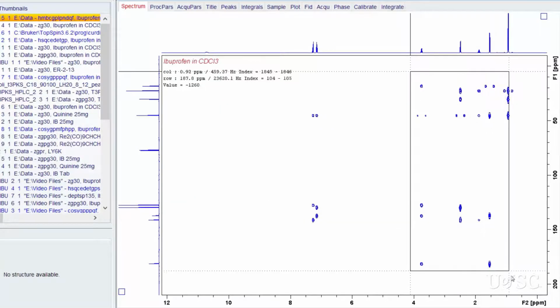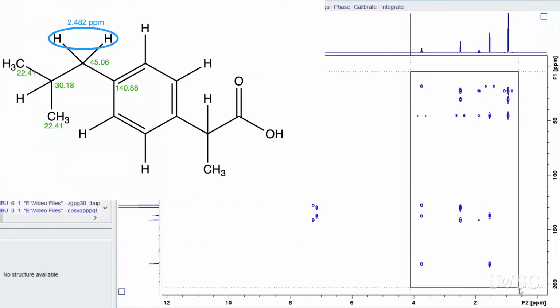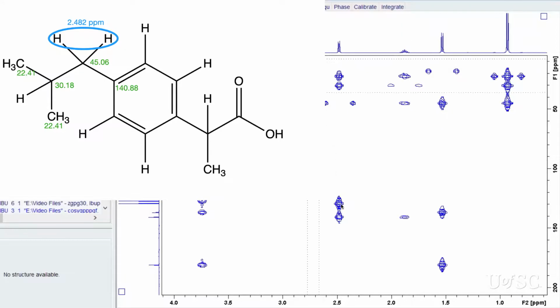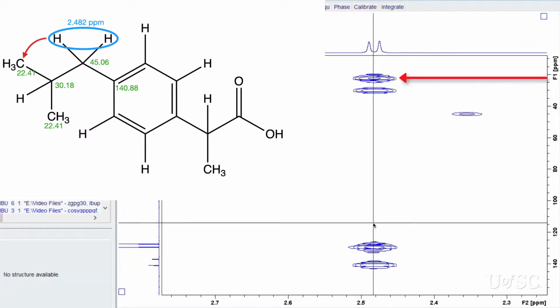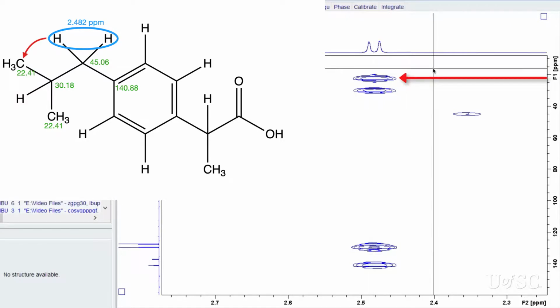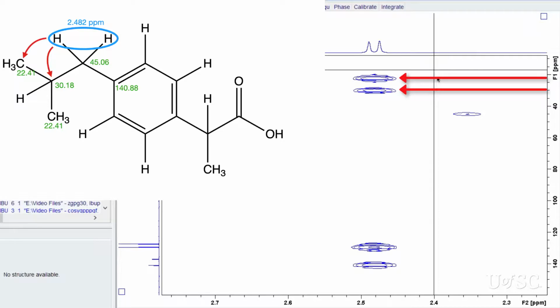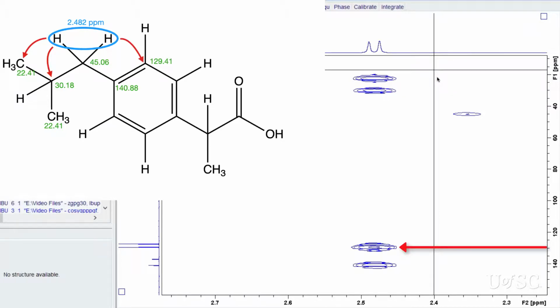The methylene protons at 2.482 ppm show 4 correlations. As expected, we see the correlations to the isopropyl methyl and methine carbons. The 2 cross peaks in the aromatic region are to the chemical shift for one of the protonated carbons at 129.41 ppm, which is 3 bonds away. The other is to the non-protonated carbon at 140.88 ppm, that is 2 bonds from the methylene protons.